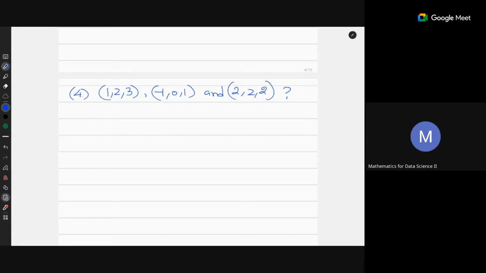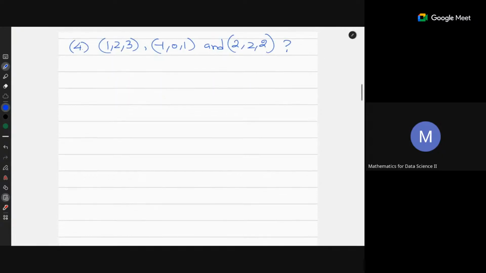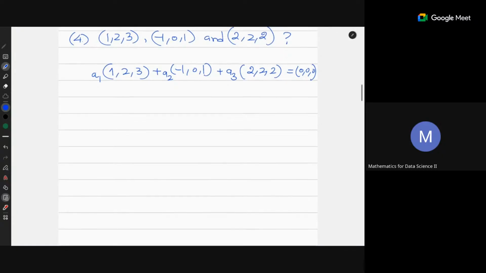Now look at these three vectors. Again, what you can notice here is that you have 3 variables, 3 equations. So let's use a1, a2, a3 equal to 0, 0, 0. All right. So you will have 3 equations, 3 variables. You can again solve this and find out a1, a2, a3. All right. But what will you notice here? That they are dependent.